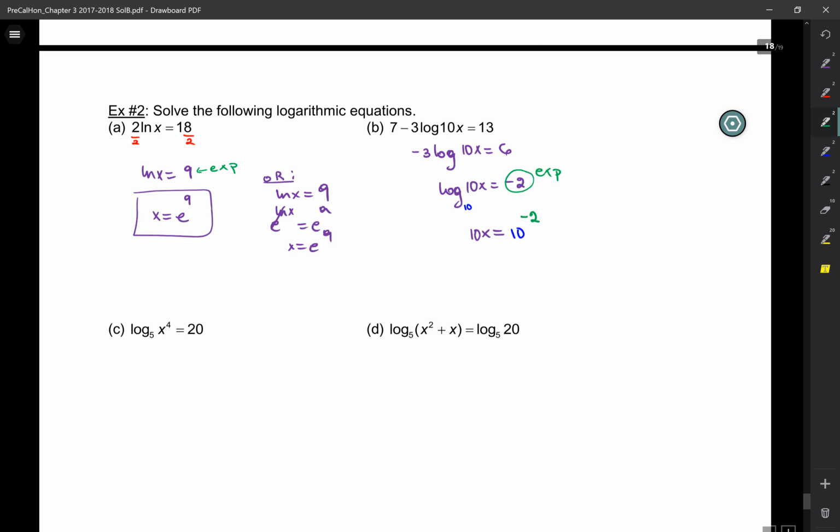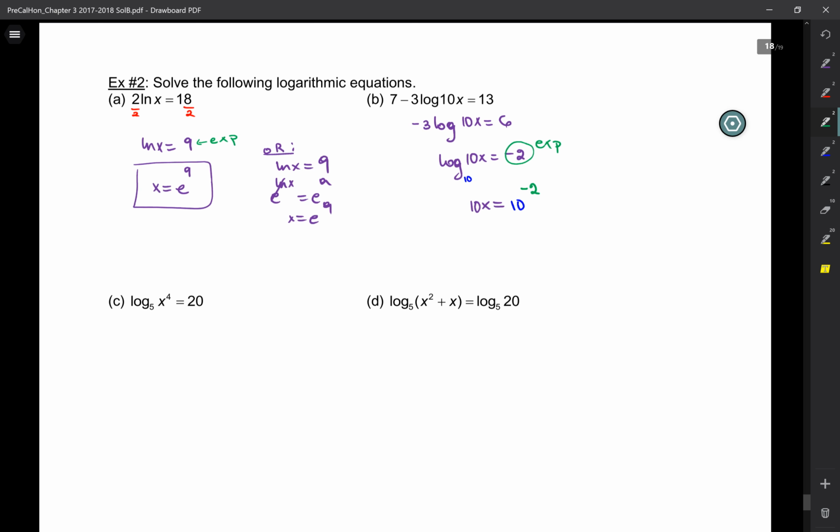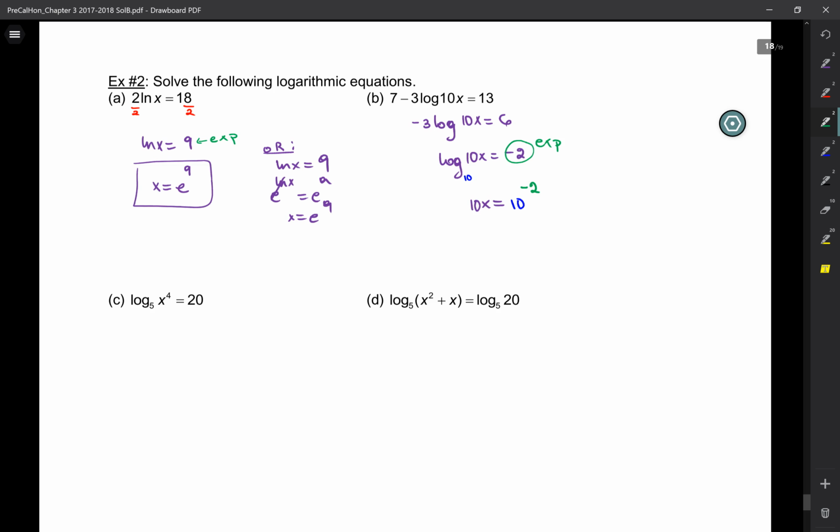Would the 10 just cancel out though? No, because it's not log base 10 of 10, it's log base 10 of 10x. We're not done yet. So x is, look, we're going to divide by 10.